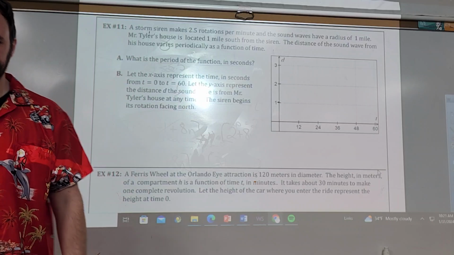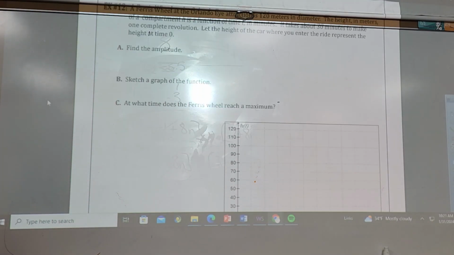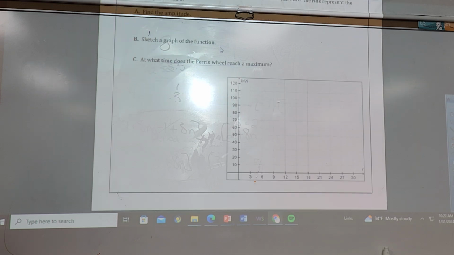All right. We got one more. Ooh, a Ferris wheel. Sorry, people.